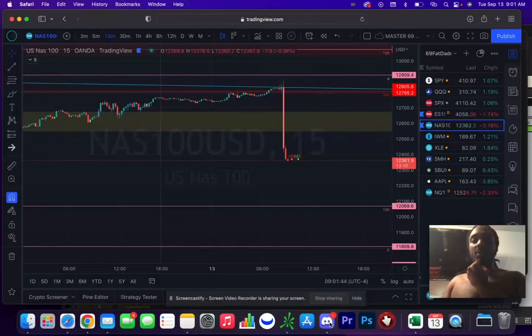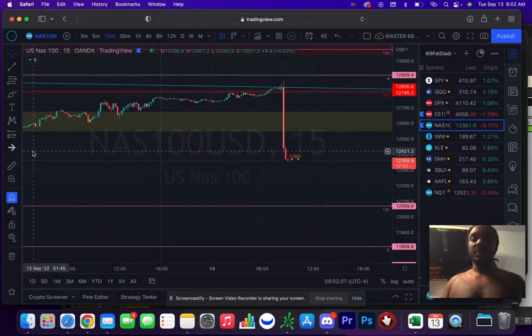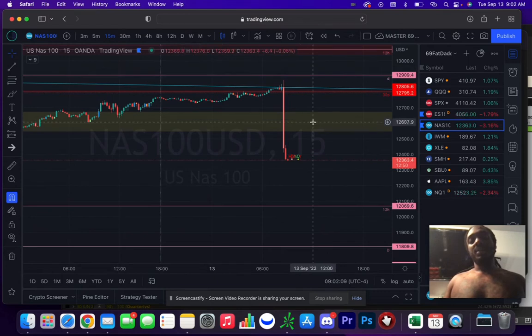So we're gonna go over CPI inflation data, and just to show you, this is what it looks like when someone says that inflation has peaked, and then core CPI comes out to be 0.6% versus 0.3%, and then core CPI on a year-over-year basis comes out to be 6.3% versus 6.1 expected, and 5.9 for the previous reading. So this is the NASDAQ futures.